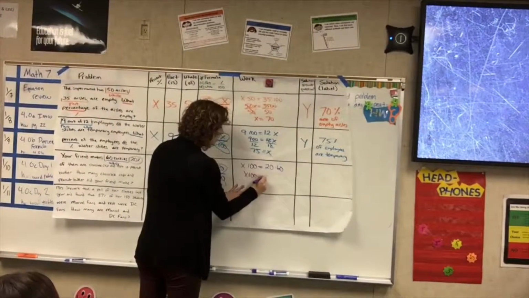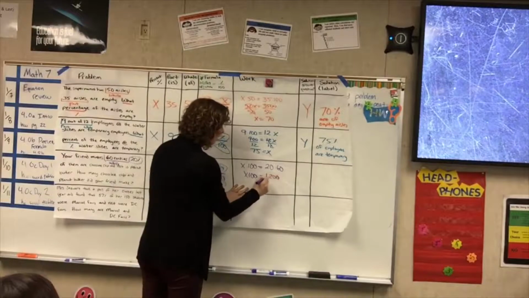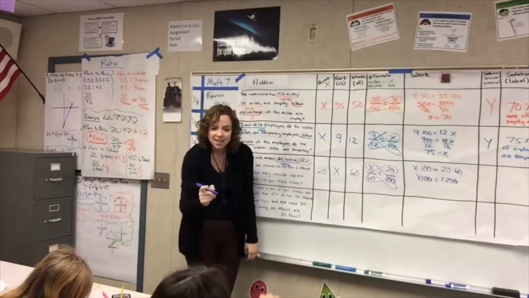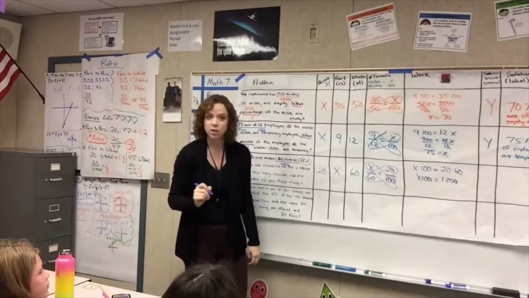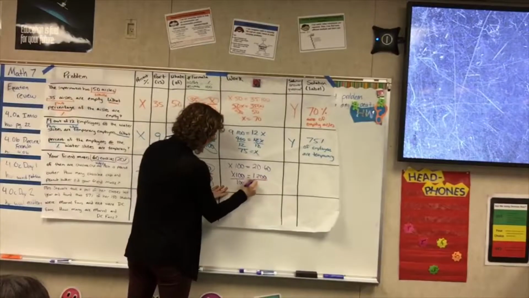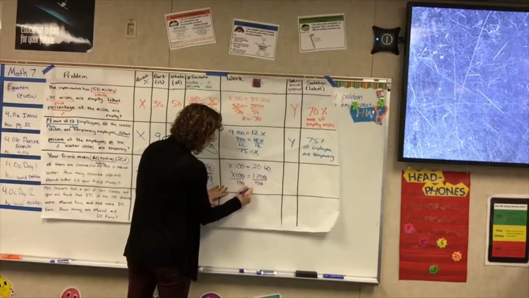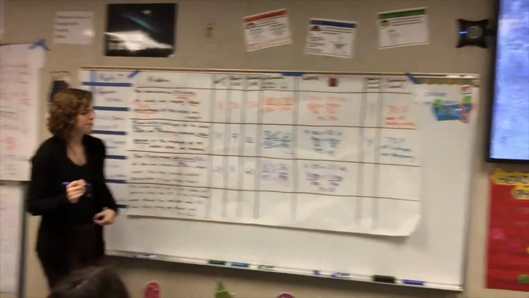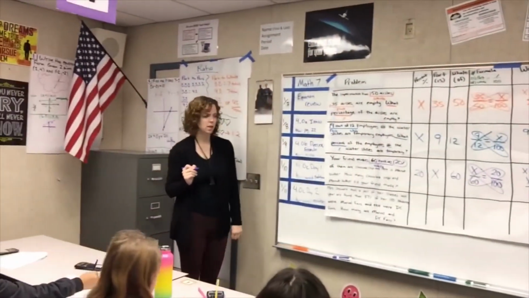100. What did you say? 1,200? Yeah. And how do we get x by its little lonesome? You divide. Yes, divide. What do we get for our answer? 12. Okay, writing really fast. I'm sorry, honey. Go ahead and copy it.